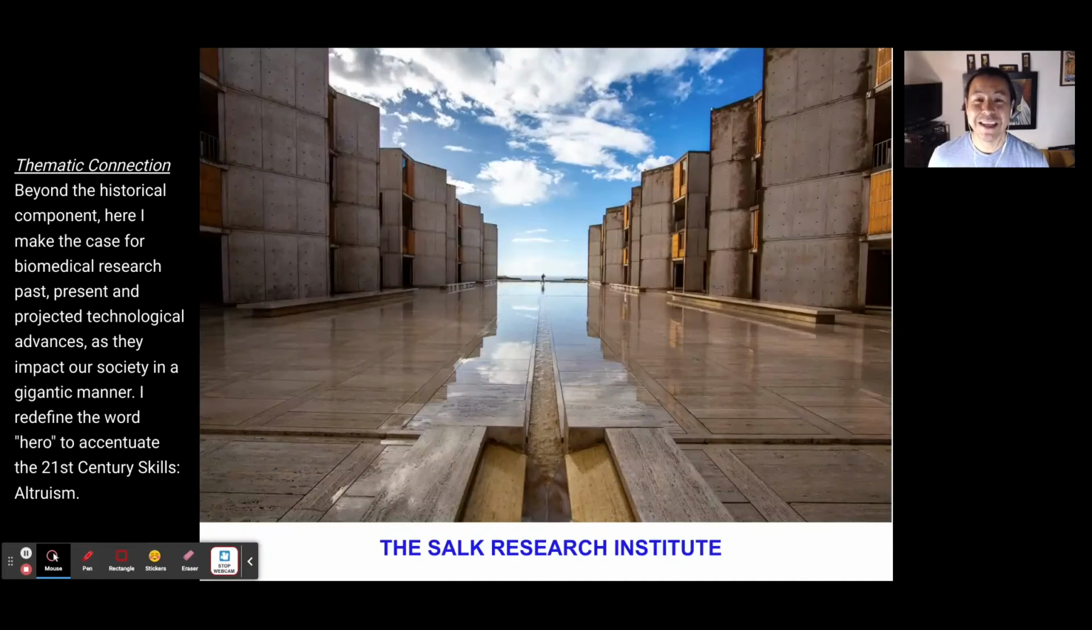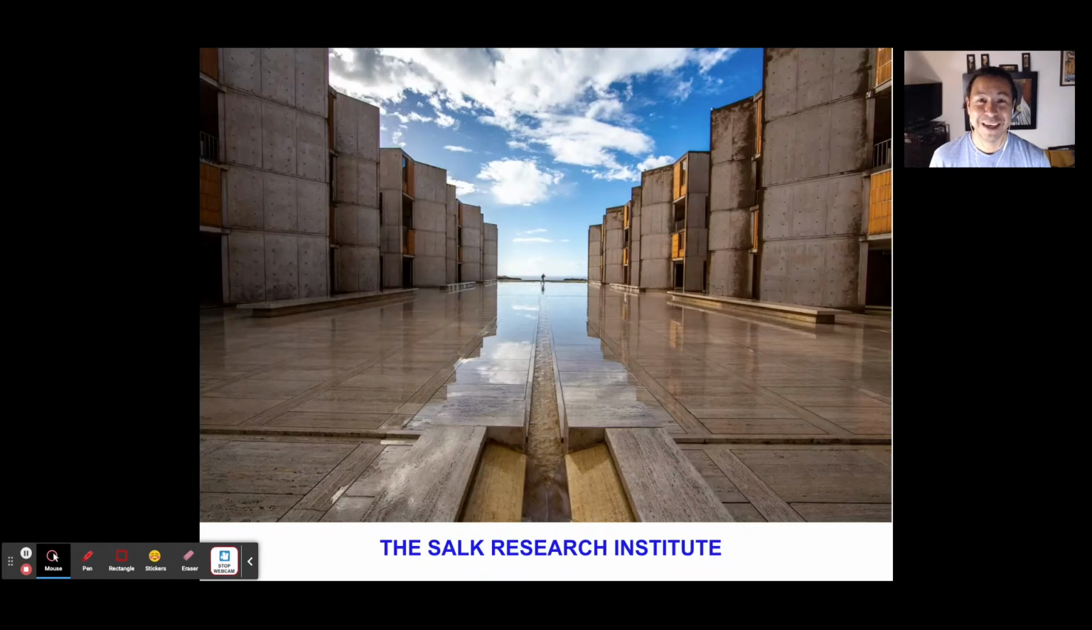And in fact, the city of San Diego was so impressed by this guy that they invited him to come to San Diego and build an institute right here in your home backyard that is called the Jonas Salk Research Institute. If you have not visited, this is something you gotta do.